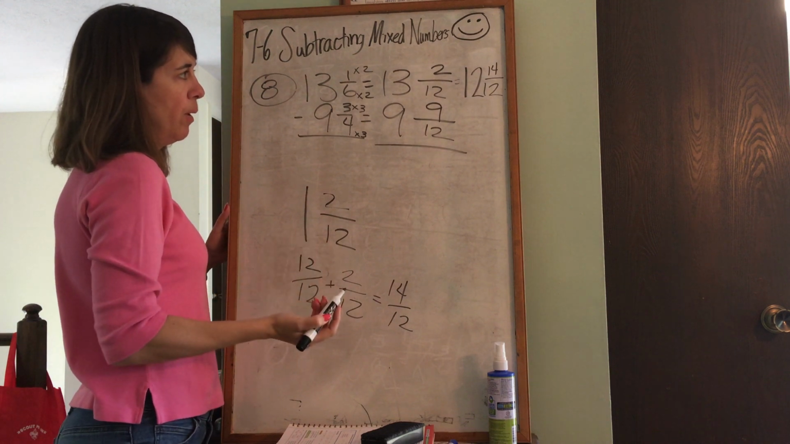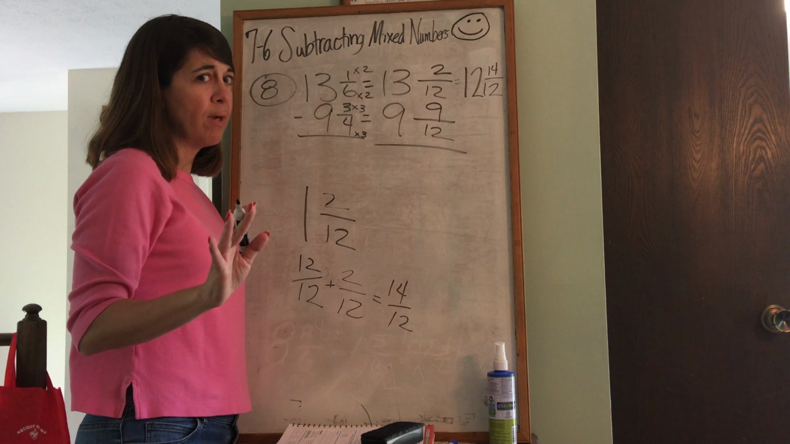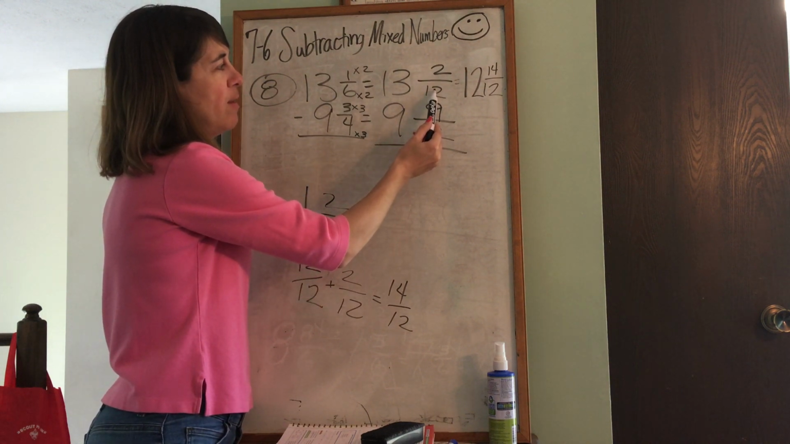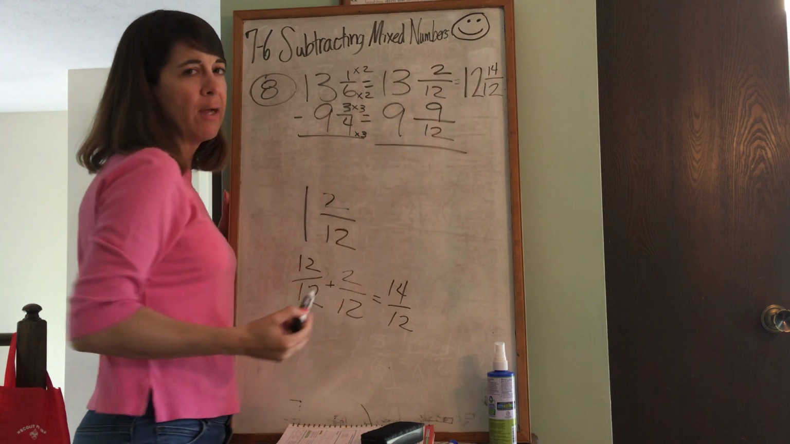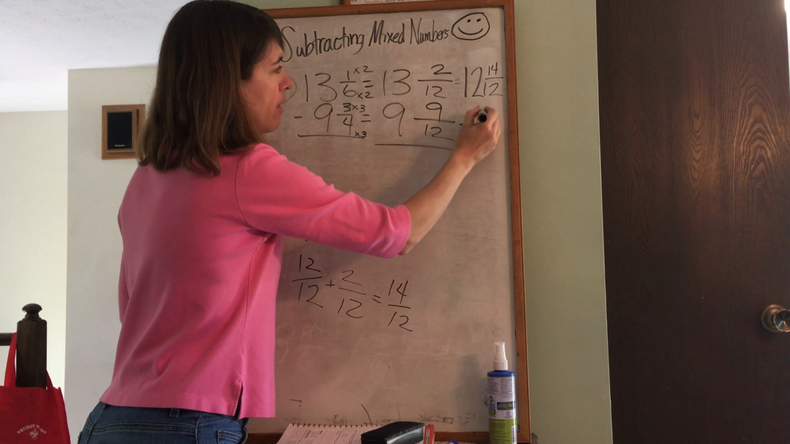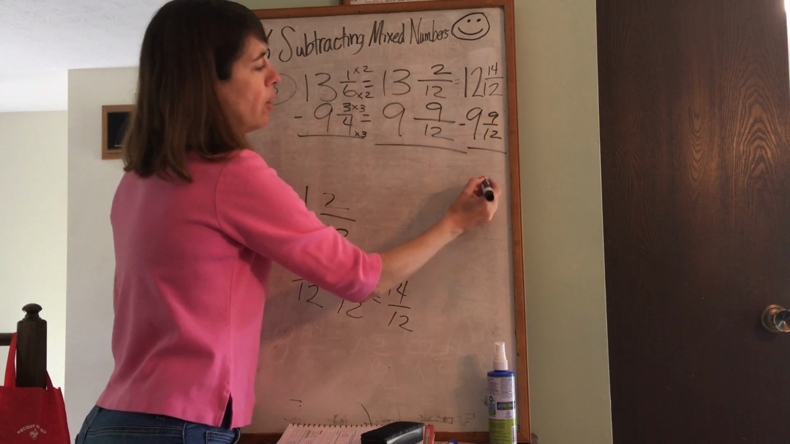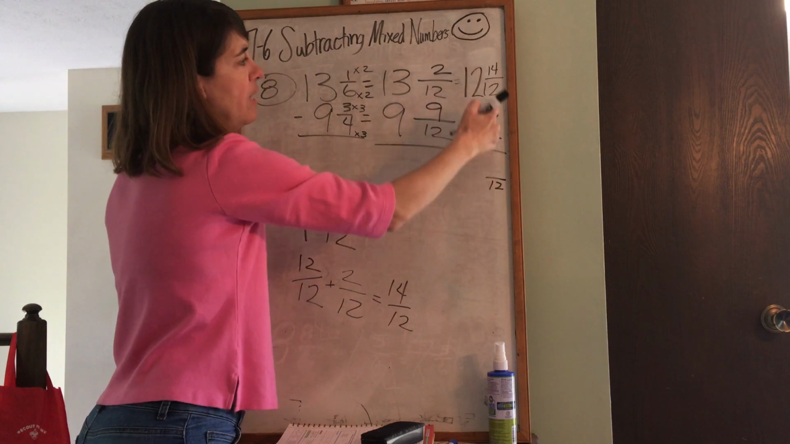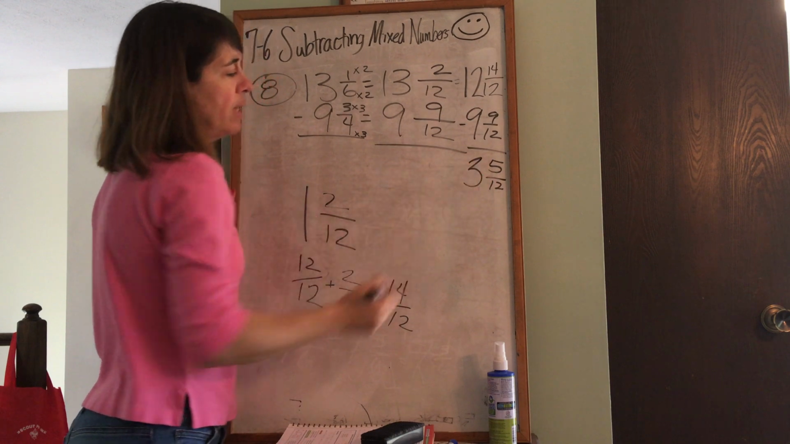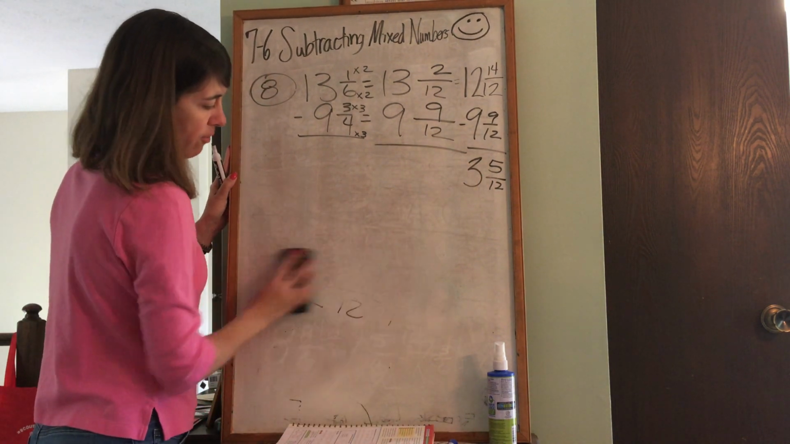So another quick way to see that, and if this confuses you, then just erase that little part from your brain. But a quick trick to do that is you can actually add the denominator and the numerator to get your new numerator. Okay, and then again, we're subtracting this number 9 and 9/12 from it. So, of course, we keep our 12ths. 14 minus 9 is 5. 12 minus 9 is 3. So our final answer is 3 and 5/12.